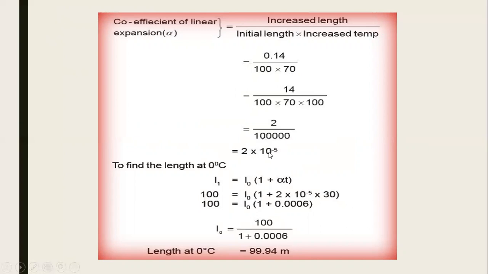Okay, it is equal to 2 into 10 raised to minus 5. 2 into 10 raised to 5 is in the denominator, so when you bring it to the upper numerator, it will be 2 into 10 raised to minus 5. That will be the coefficient of linear expansion.